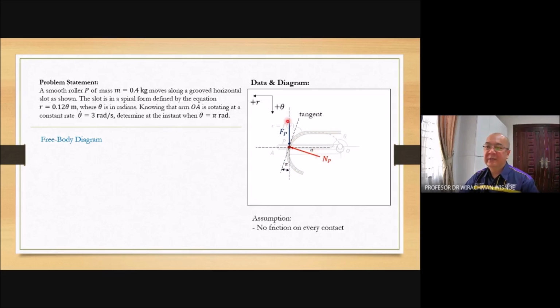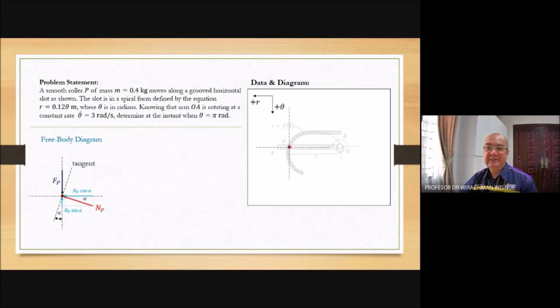So when you don't have perpendicular forces, you are going to project. In this case, I'm going to project N_P. N_P to the horizontal becomes N_P cos alpha, and then to the vertical, it is N_P sin alpha. Let's bring it there. This is the free body diagram.